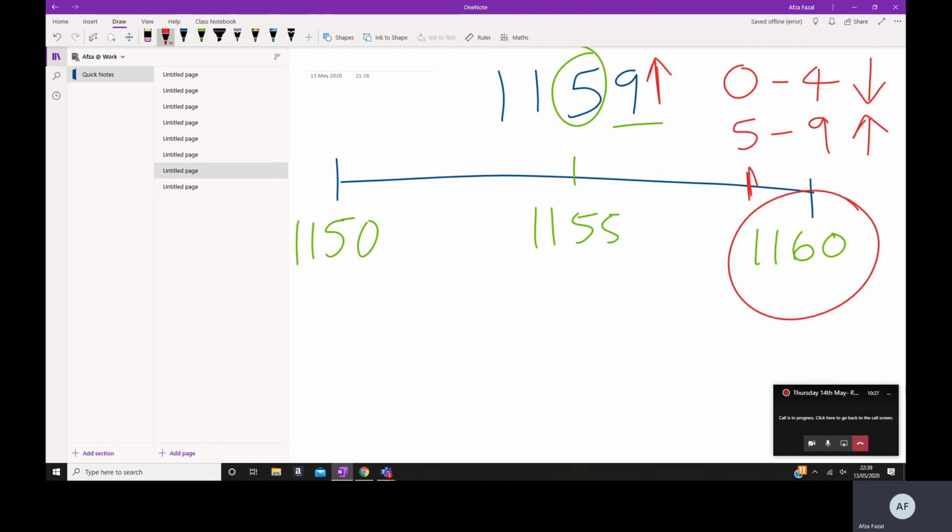Can you see each step is just a repeated pattern? All I'm doing is circling and underlining to make sure I'm looking at the correct digits. I've got my 0 to 4, 5 to 9 on each question. I have wrote that to help me. I'm circling the answer. I'm making sure I've got the number line. I've got my numbers marked. Just make sure you're following each step.